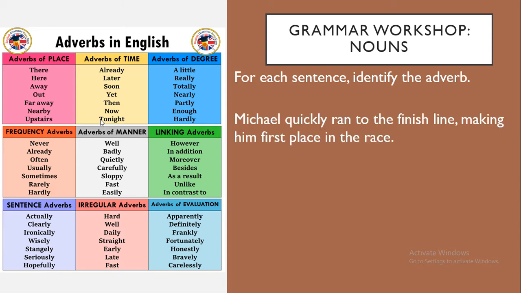For example, Michael quickly ran to the finish line, making him first place in the race. So we know the action here that took place is that Michael ran. What we want to look for is how did he run? How can we describe how he ran? The way we can describe him running is quickly. Quickly is the manner in which he ran. It's the way that he did the action. Let's try another one.